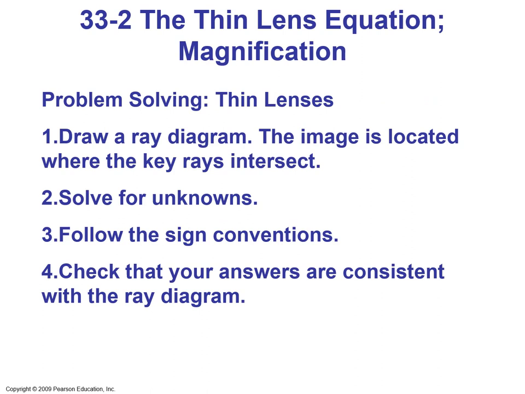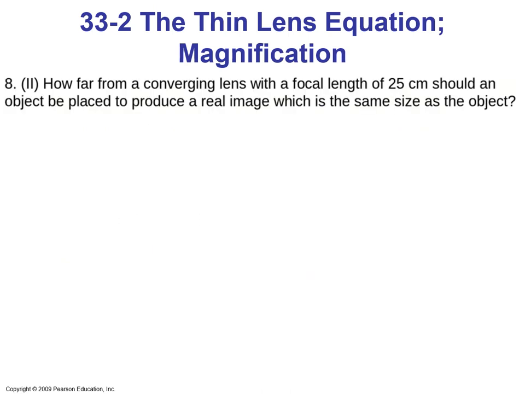First, draw a ray diagram. The image is located where the key rays intersect. Second, solve for the unknowns. Third, follow the sign conventions. Fourth, check that your answers are consistent with the ray diagram.